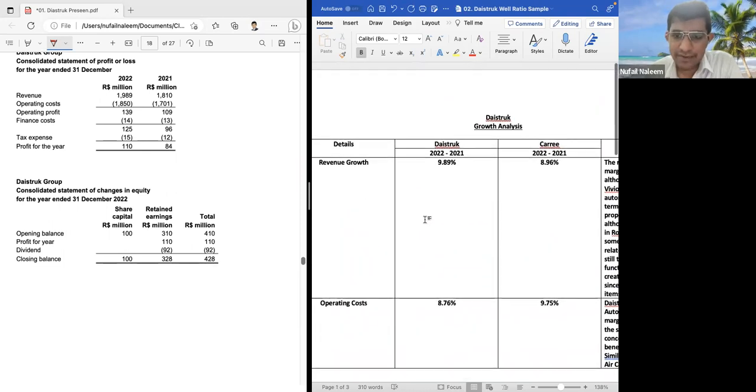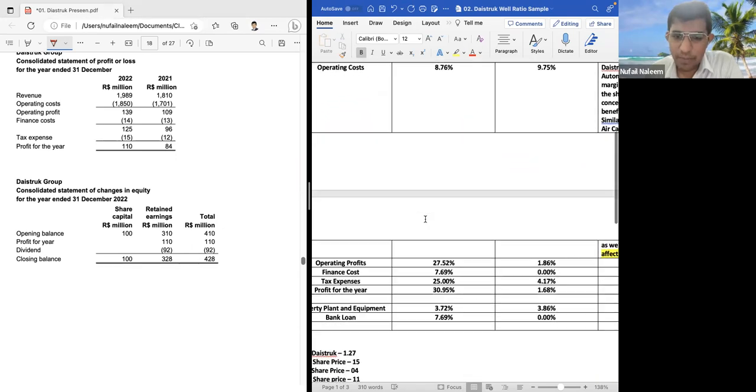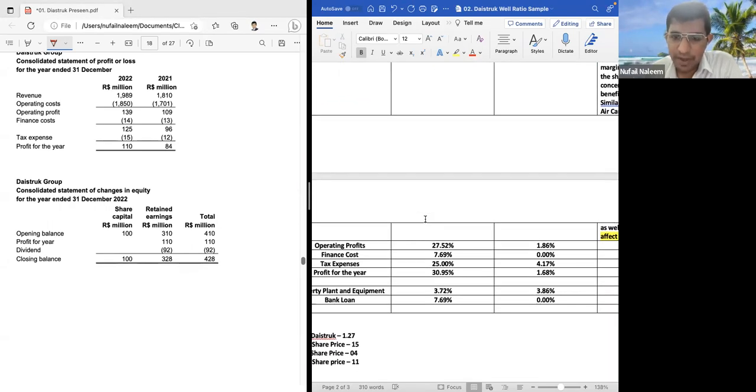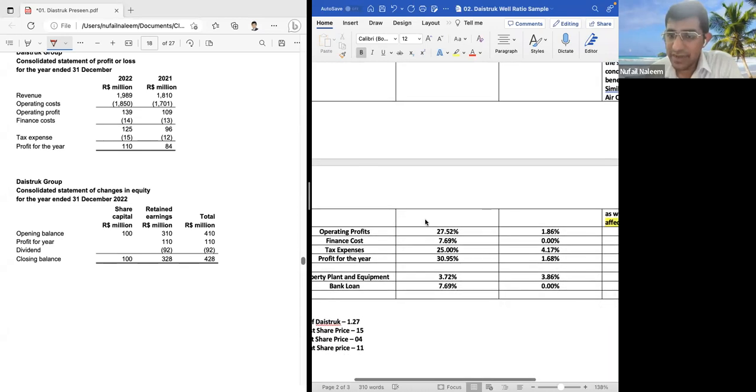Now you see here, students, revenue growth is 9, operational cost growth is 8, but the operating profit growth has become almost 27.52. How did we achieve it? That is the question I'm asking. Can someone tell me, students? How did we achieve a 27% growth compared with 1.86 with our competitor? In other words, it's a dominating growth. What was the secret behind it?